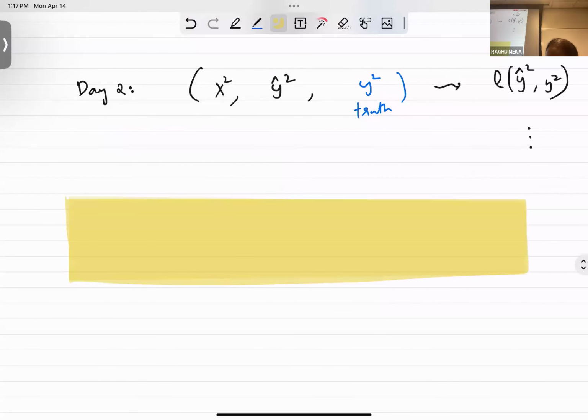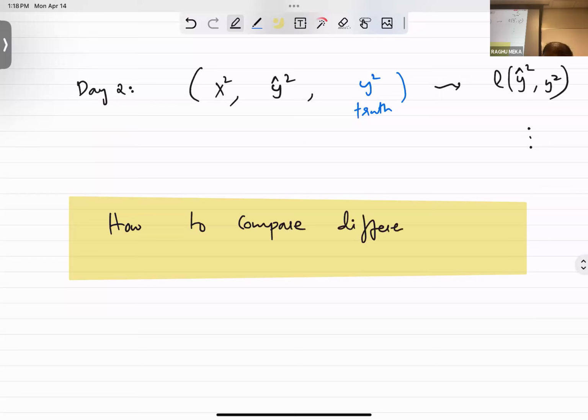So one question is how to compare different models. Okay. So, what are ways to compare different models? Any suggestions, guesses? Yeah.